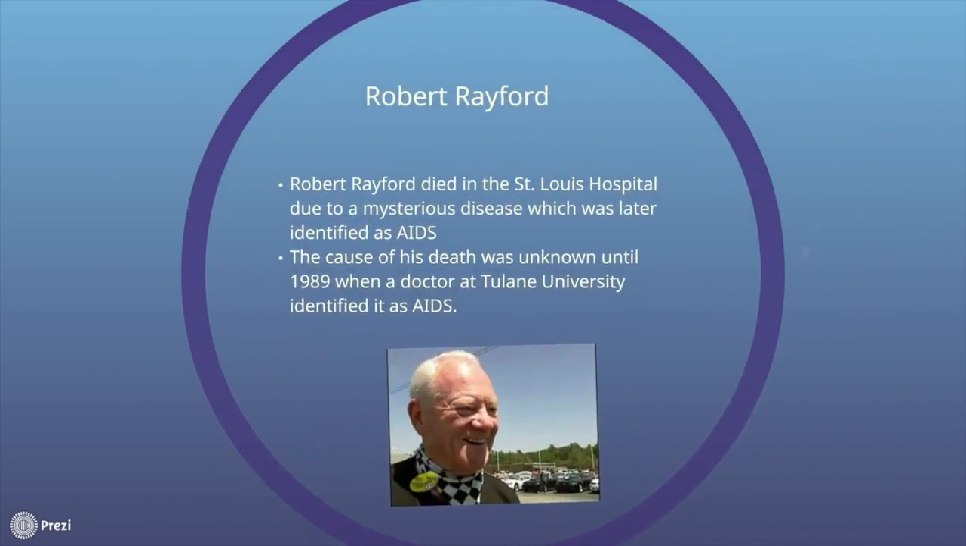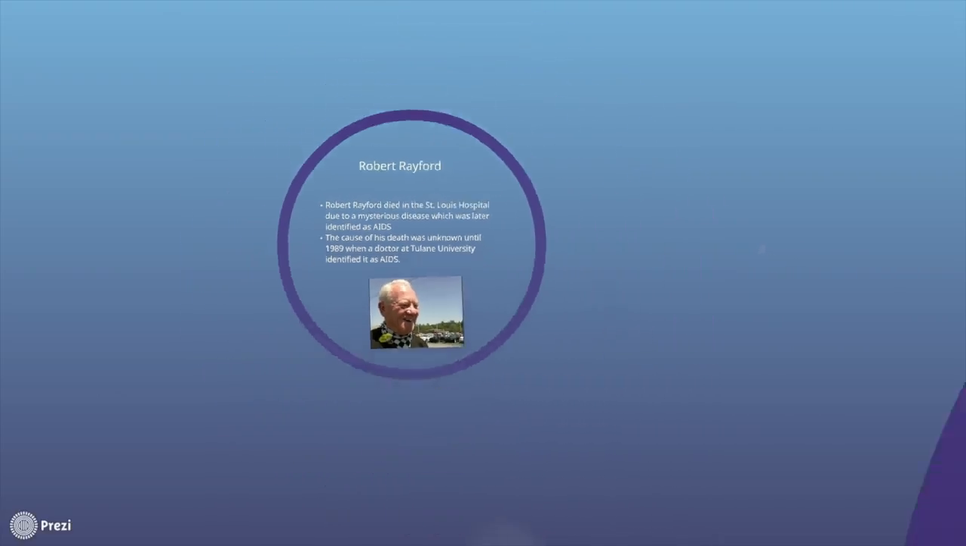Robert Rayford. Robert Rayford died in the St. Louis hospital due to a mysterious disease which was later identified as AIDS. The cause of his death was unknown until 1989 when a doctor at Tulane University identified it as AIDS.